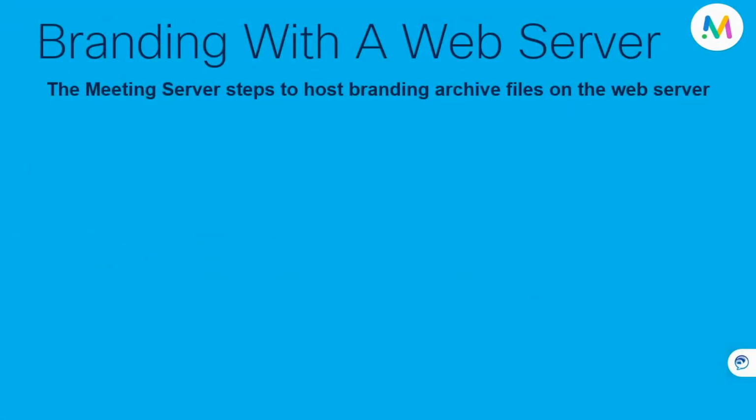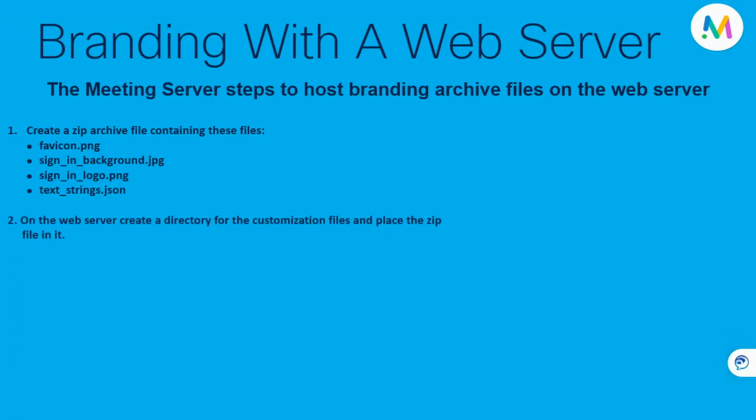Here are the meeting server steps to host branding archive files on the web server. 1. Create a zip archive file containing these files: favicon.png, sign_in_background.jpg, sign_in_logo.png, text_strings.json. 2. On the web server, create a directory for the customization files and place the zip file in it.